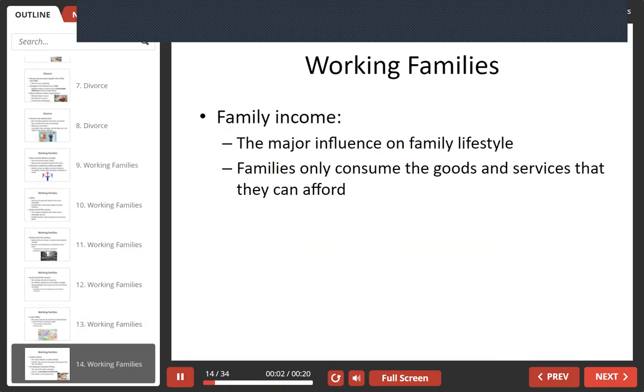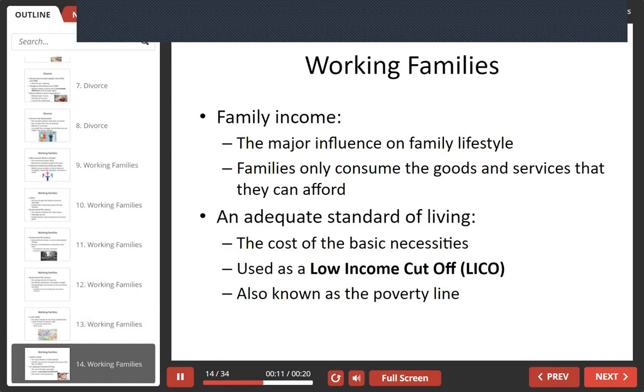So the family income is the major influence on the family lifestyle. Families only consume the goods and services that they can afford. And an adequate standard of living is the cost of the basic necessities. This is used as a low-income cutoff, also known as the poverty line.